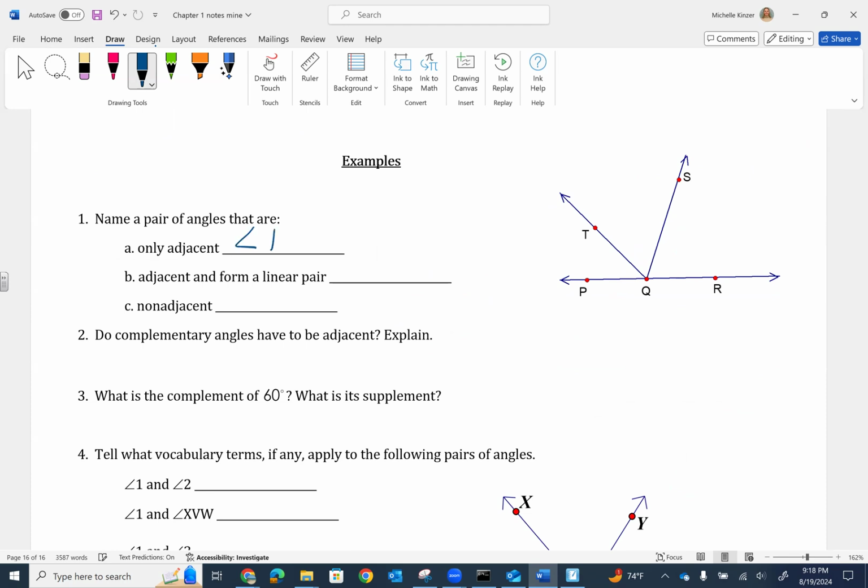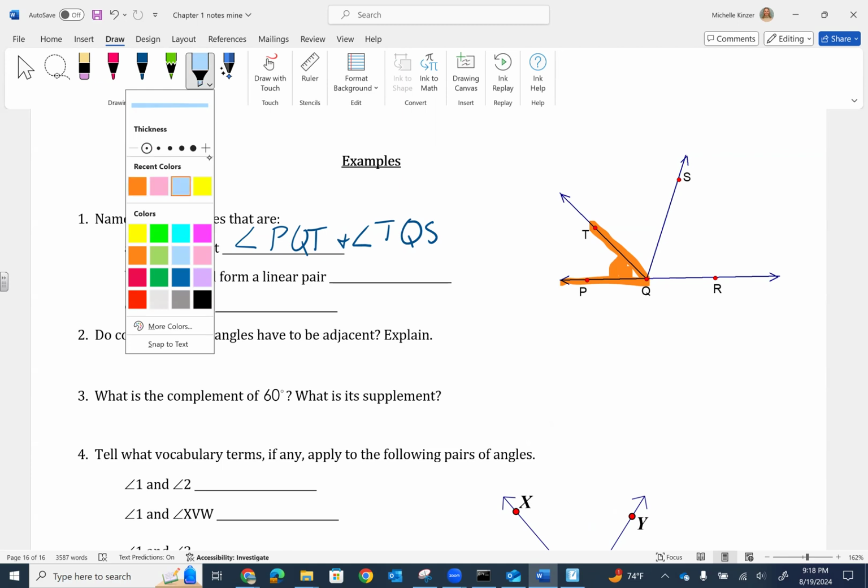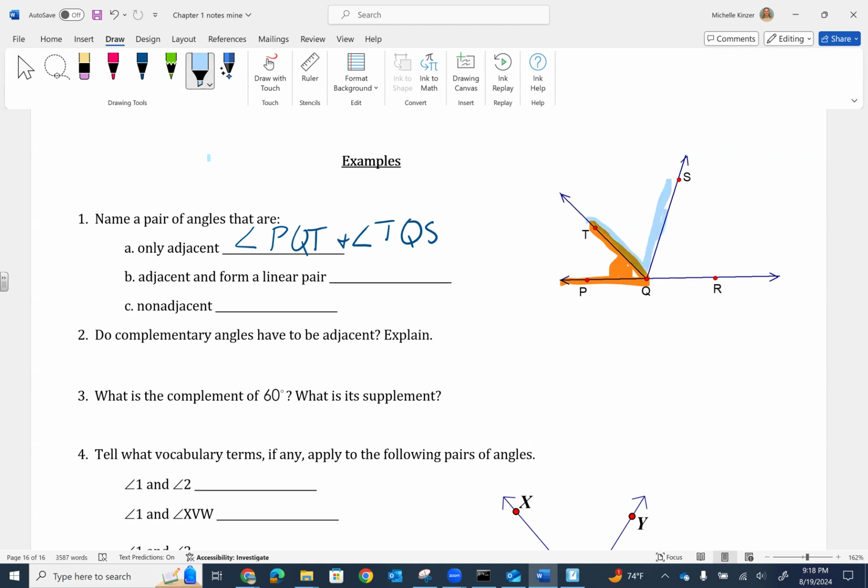So angle PQT and angle TQS. Okay, those are two angles. PQT, okay, that's an angle right here. And then also TQS, they're complementary, or sorry, they are going to be adjacent. How do you say that they're adjacent? They have a common vertex, that's at Q. They have a common side, that's going to be QT, and they don't overlap. Okay.